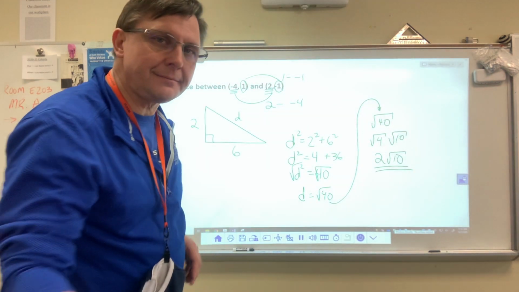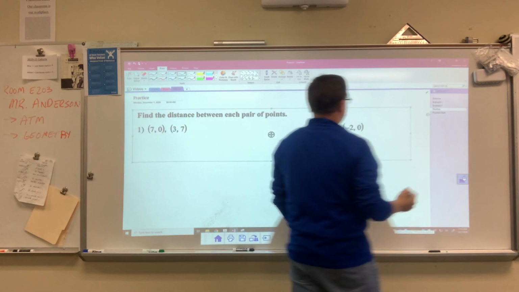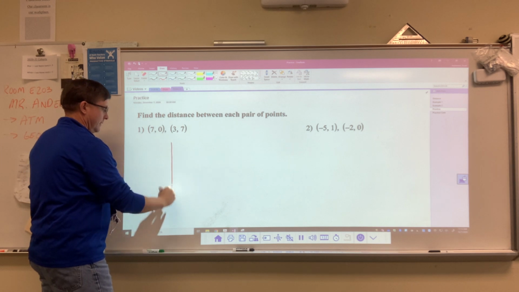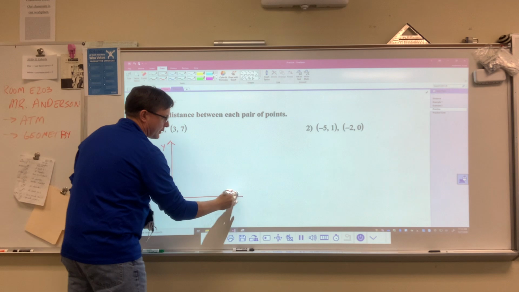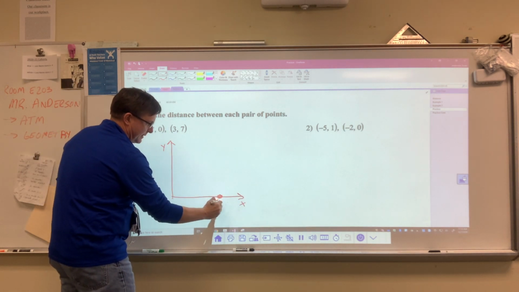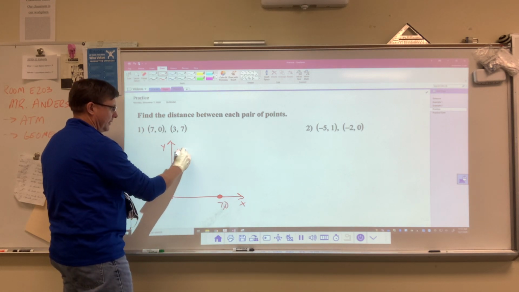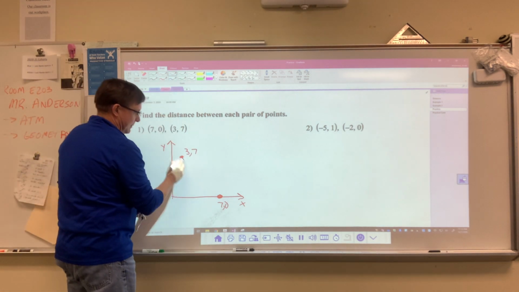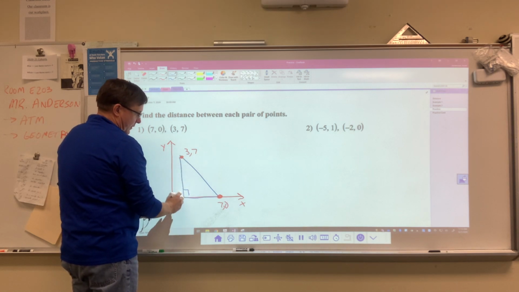All right, there are 6 problems. I'm going to work them. The first 2 here, I'll work by doing a quick graph. I'm not going to redraw the triangle. 7, 0 is down here on the x-axis. 3, 7, I'll put it up here. And again, the scale is not that important. I see a right triangle from 3 to 7.